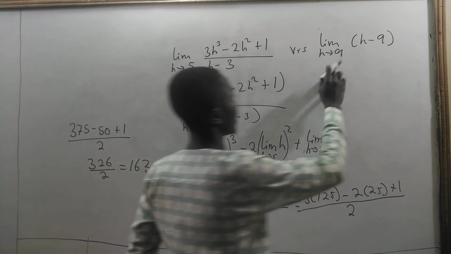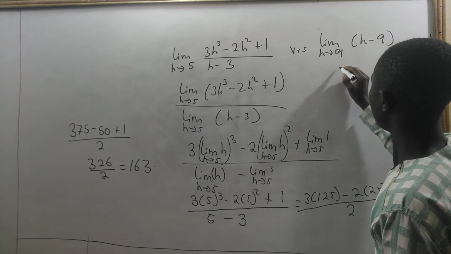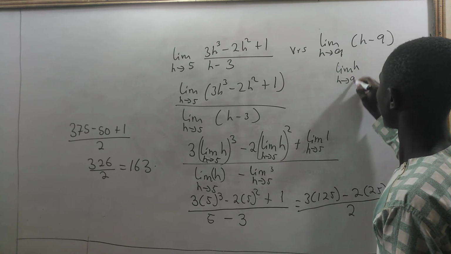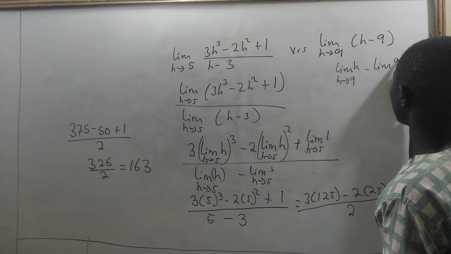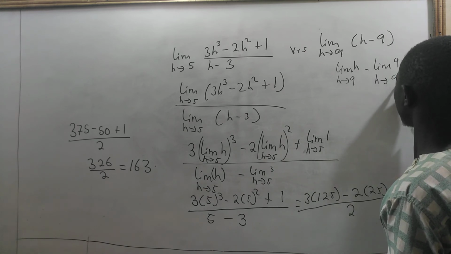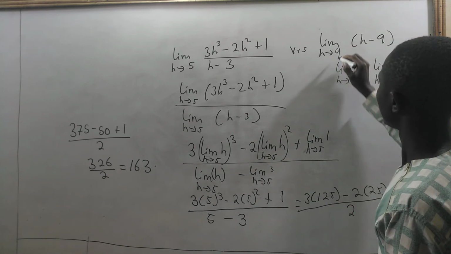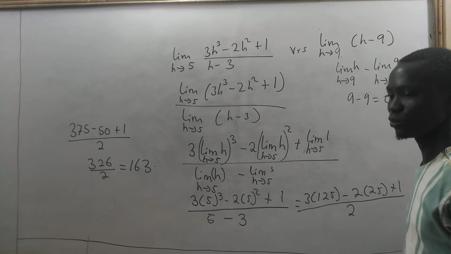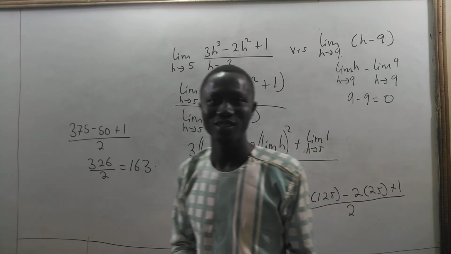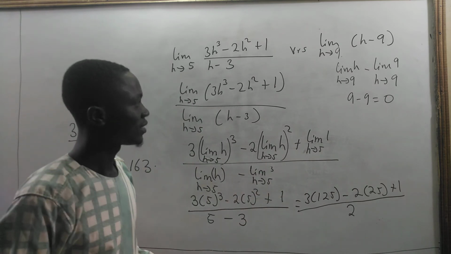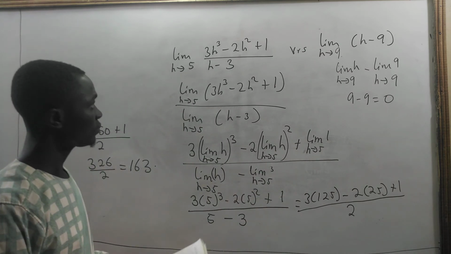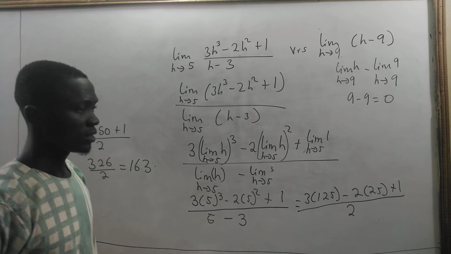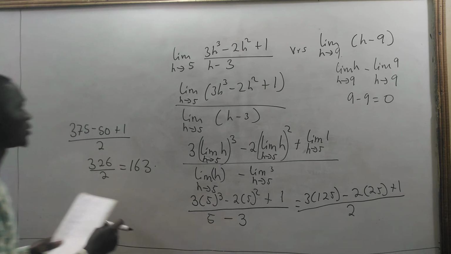And then if we look at this one, we take the limit of h as h approaches 9, minus the limit of 9 as h approaches 9. So here we're going to have 9 minus 9, and that is 0. Very simple as that, and that is 0. So these are the last two examples. In fact, let's start the last one.